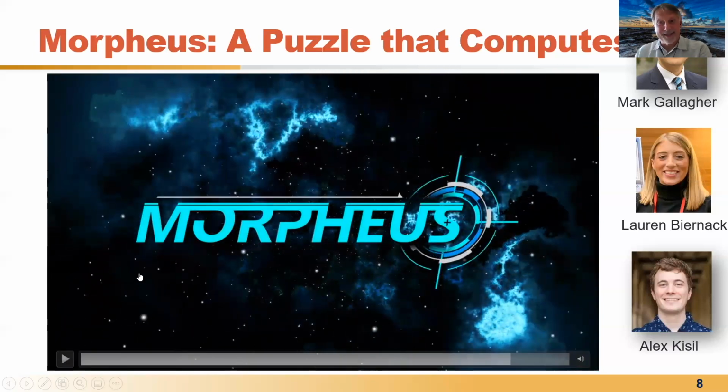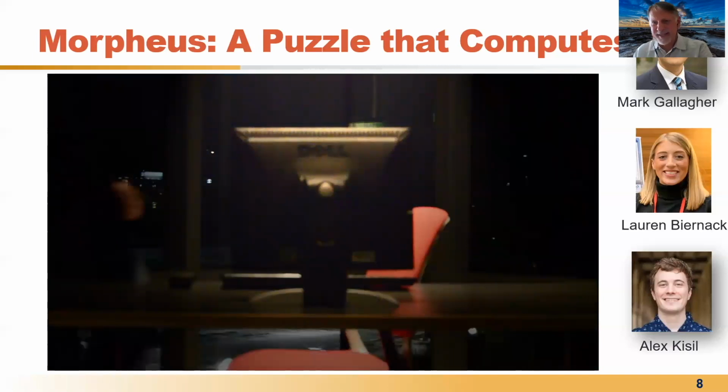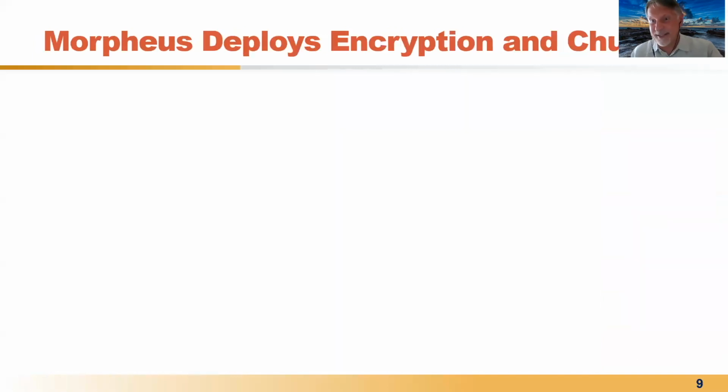So the goal really is to create a significant amount of uncertainty in the system, so much that an attacker really can't solve that problem. I like to call Morpheus a puzzle that computes. And the puzzle part of it is the implementation assets. They're really difficult to discern in a reasonable amount of time. So let's take a look at how encryption and churn really protect those assets.